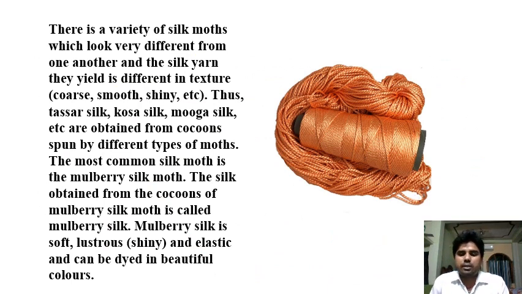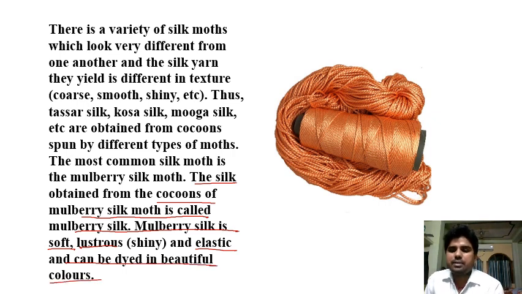Okay students, so we have studied right now that the silkworm develops on the mulberry leaves. Such caterpillars which develop on the mulberry leaves form the mulberry silk. So it is one type of silk that is obtained from the cocoons of the mulberry silk moth, and is called mulberry silk. Mulberry silk is soft, lustrous, elastic, and can be dyed in beautiful colors. So it is basically elastic in nature. So this is one kind of silk.